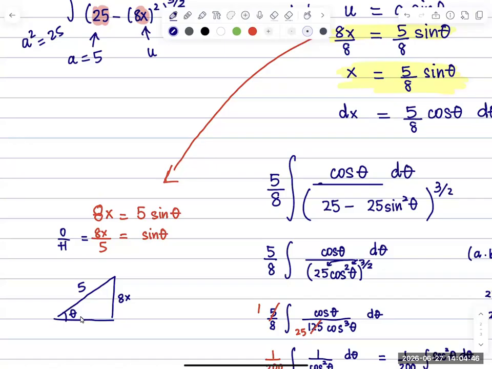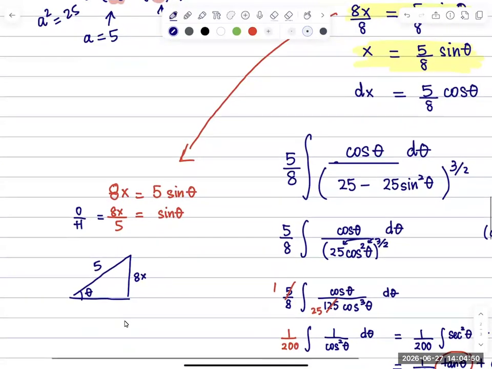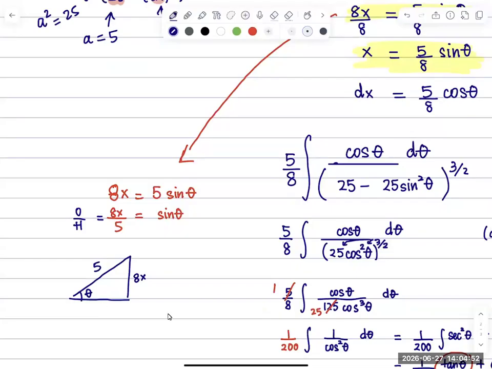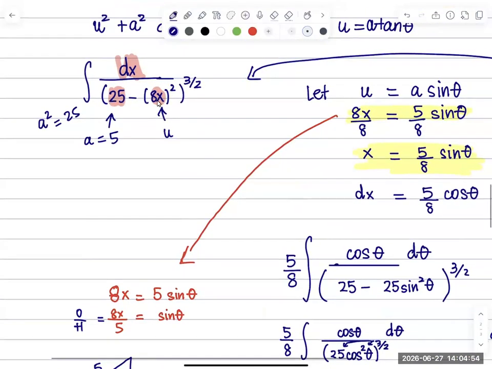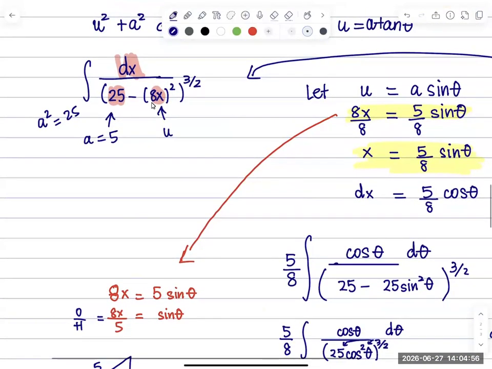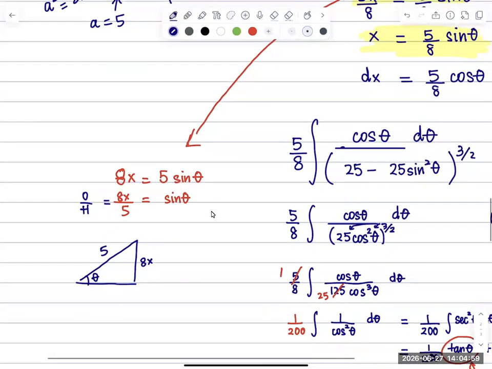Now we have to look for the adjacent side. And the tricky part is that any missing side length will involve the expression that you have above, 25 minus 8x squared. So the adjacent will be the square root of 25 minus 8x squared. That is going to be my expression.